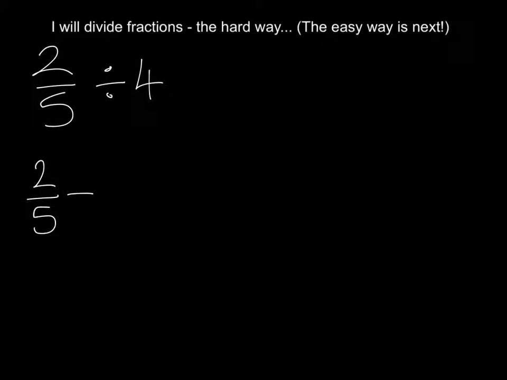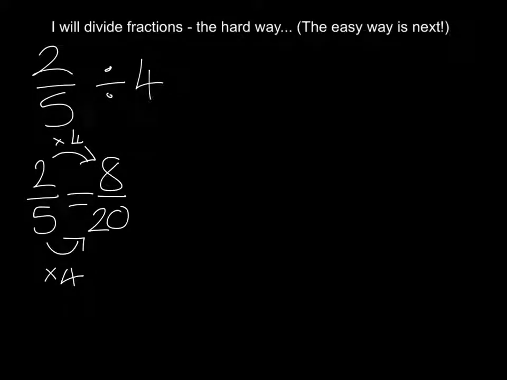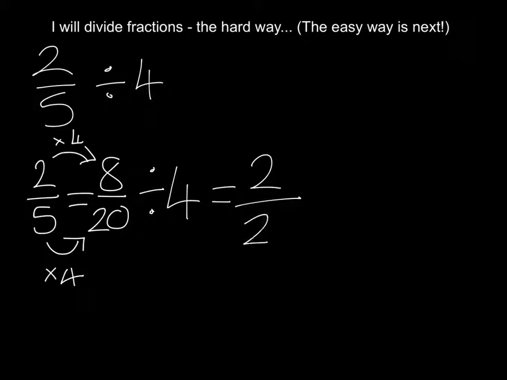2/5 and convert into 20ths, I'm going to multiply by 4, then I'm going to multiply my numerator by 4 as well, which means that I've got 8/20ths. The next thing to do is to divide my 8/20ths by 4. There's 8 of them, so 8 divided by 4 is 2/20ths, or 1/10. And that's easy.